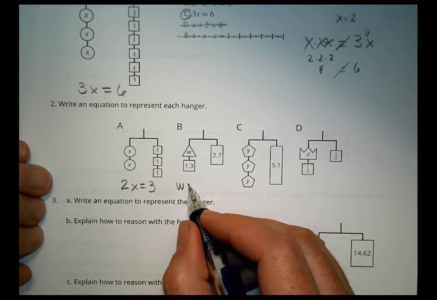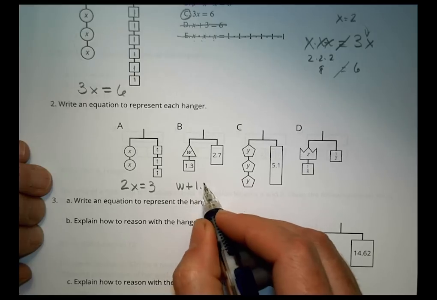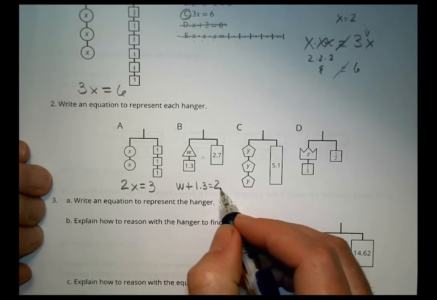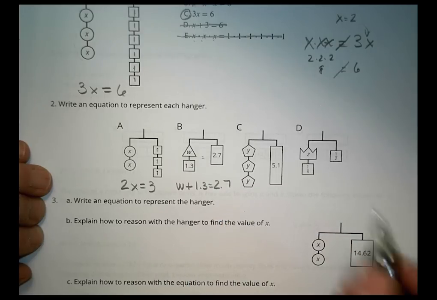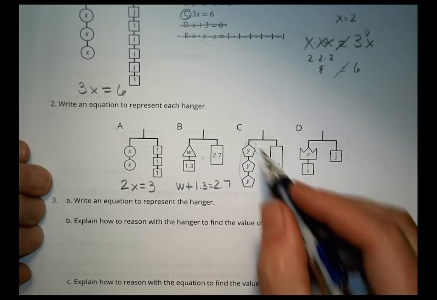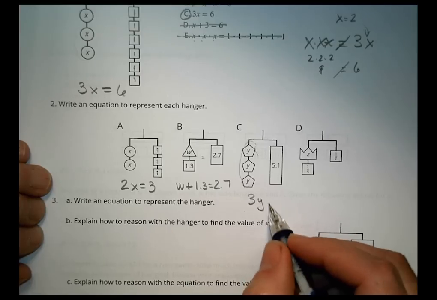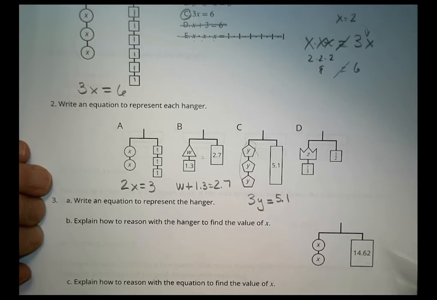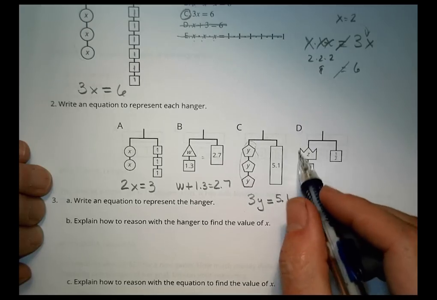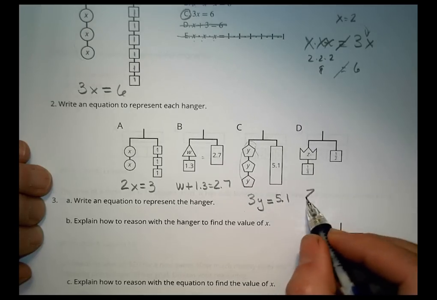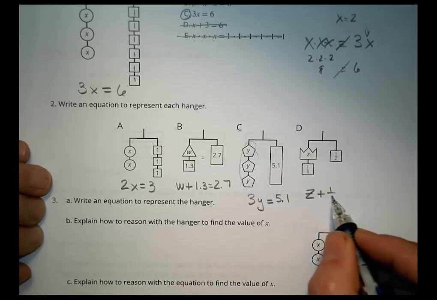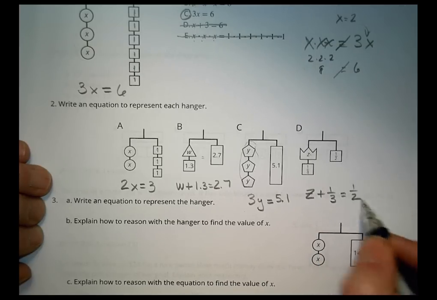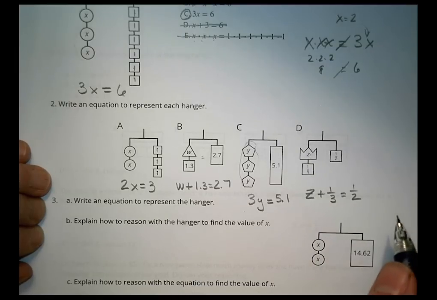We have a W being added together with a 1.3, and it's equal to, what's on this side? 2.7. On this one we have 3 groups of y, so we can write 3 times y, and that's equal to this side, which is 5.1. Here, no groups, just 2 things combined together, so z plus a third equals, on this side, a half. It doesn't ask you to solve it, just wants you to set up the equation.